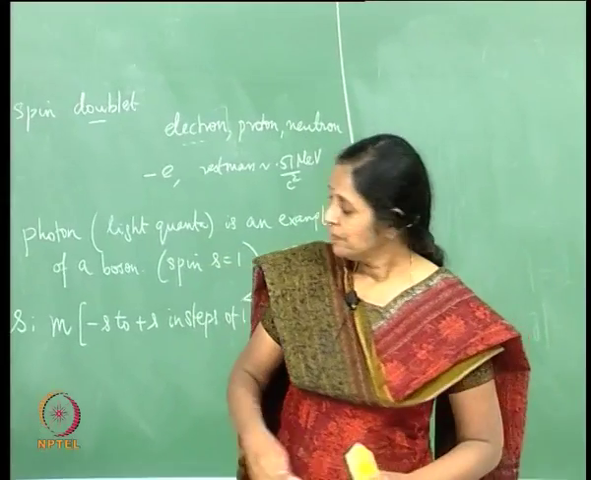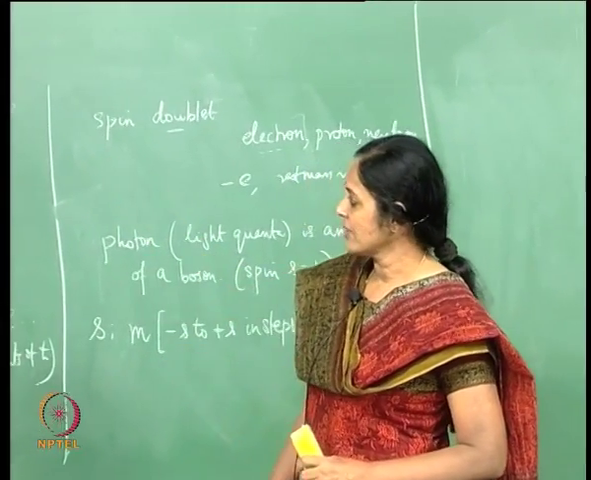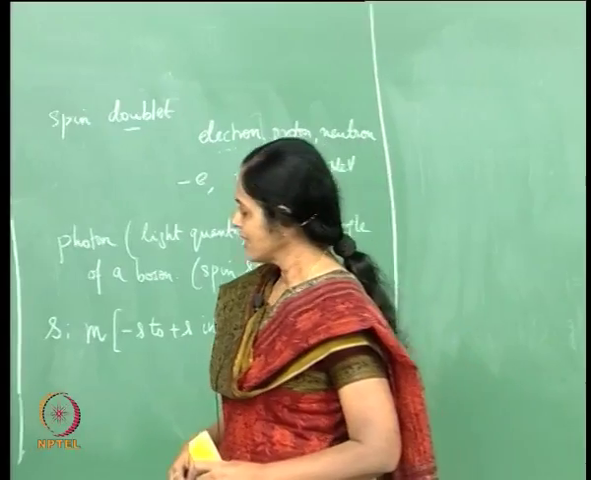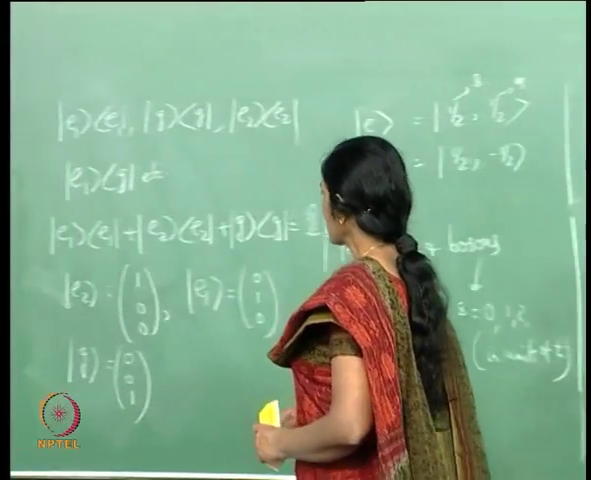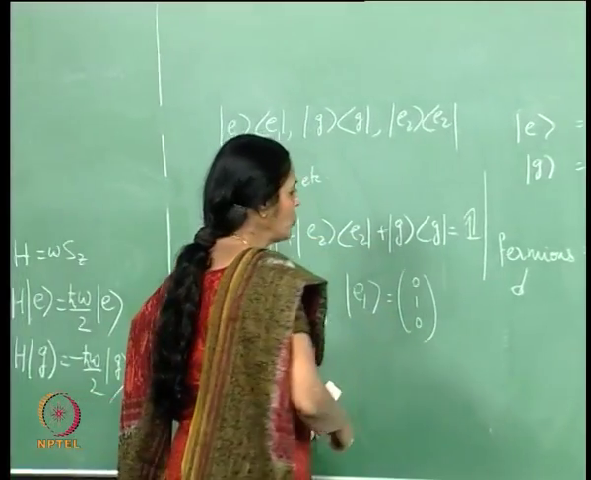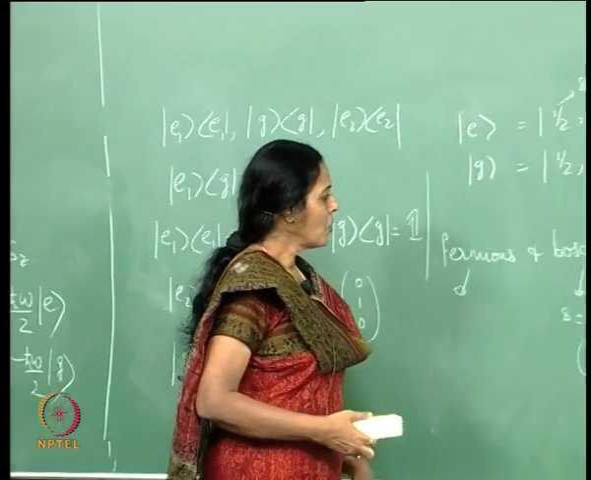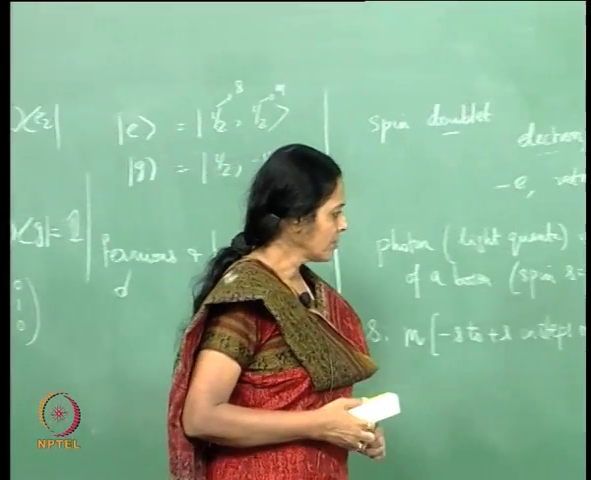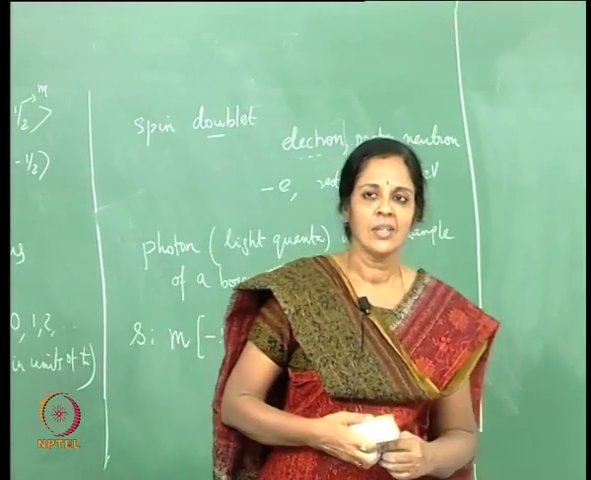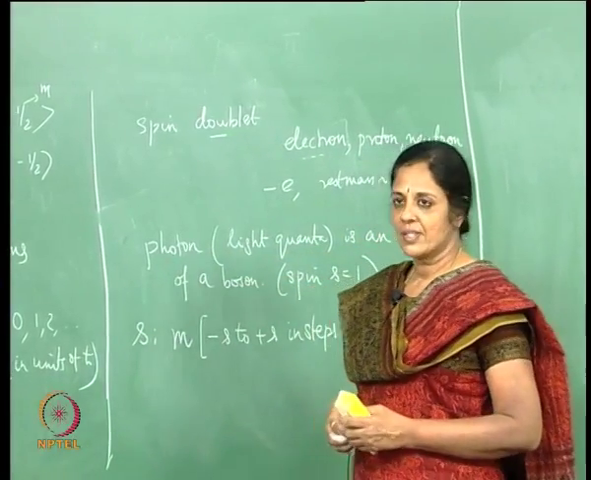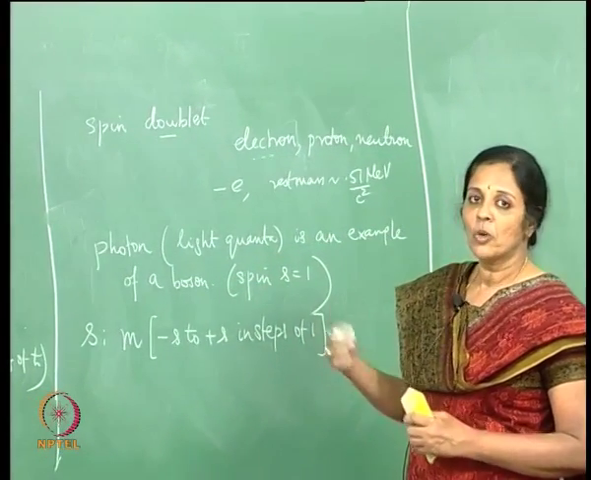With this, I conclude my discussion on the 2-level atoms, and the next time we will continue our discussion of the spin matrices with further properties of Sx, Sy, and Sz, and of course the Pauli matrices.